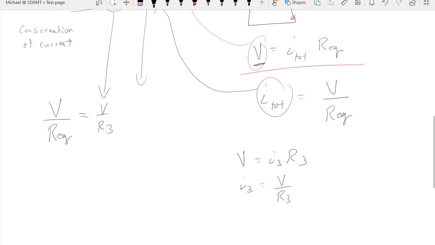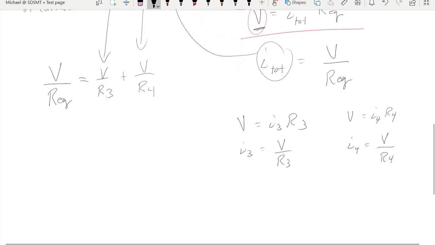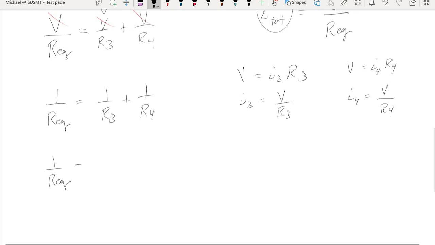And then we just need I4. Well, the potential difference across resistor 4 has to equal the current traveling through resistor 4 times R4, but the potential difference across resistor 4 is the same as the potential of the battery and resistor 3, and that means that current 4 has to equal V over R4, and that will be plugged in right here. And now we can see that the potentials for each term are going to cancel out. And we're left with 1 over the equivalent resistance equals 1 over R3 plus 1 over R4, or 1 over the equivalent resistance can be found by taking the summation of the inverse resistance values.